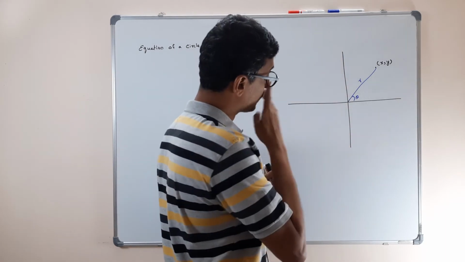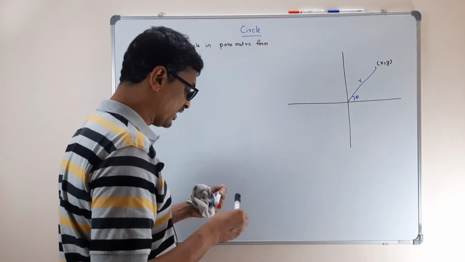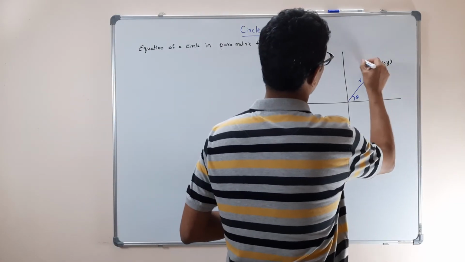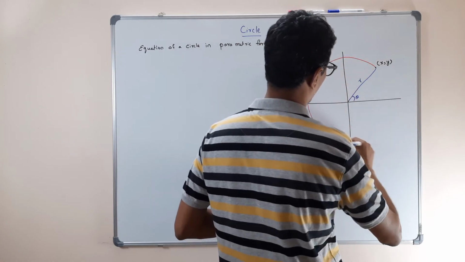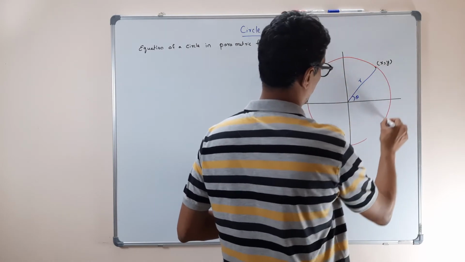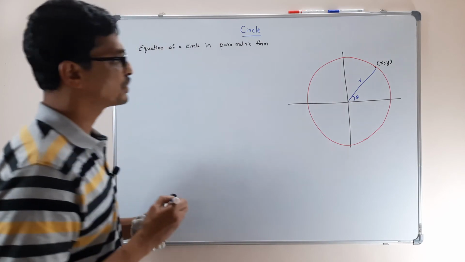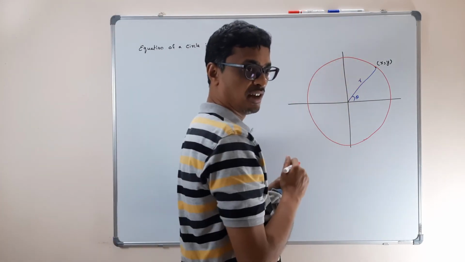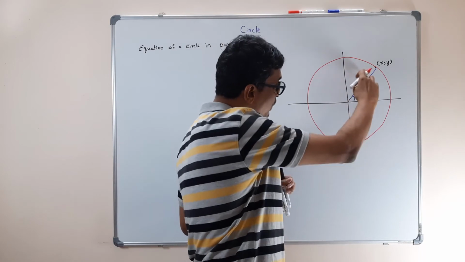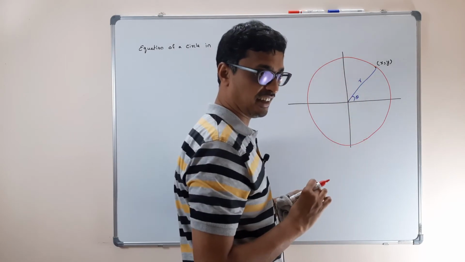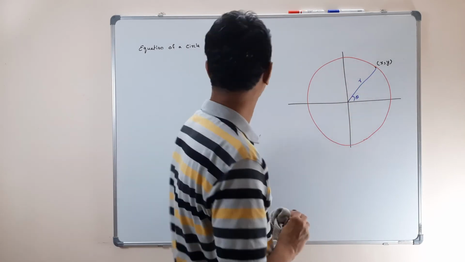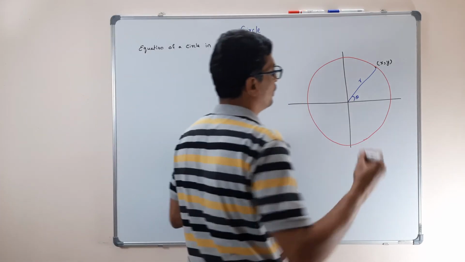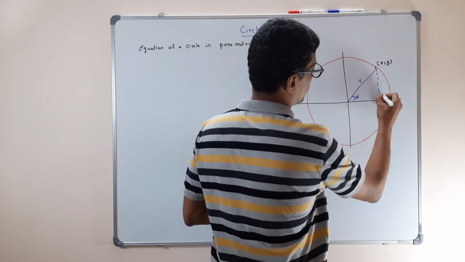So now the question is, we have a circle like this. Okay, we know the general form of writing the circle in xy terms. I'm asking, can you write it in terms of r theta? How are we going to write it? We know, correct? It's simple.